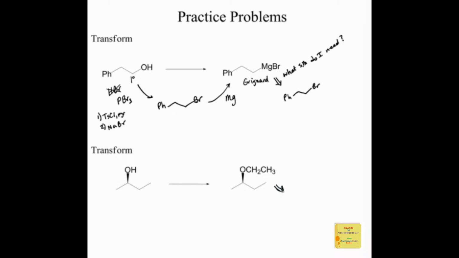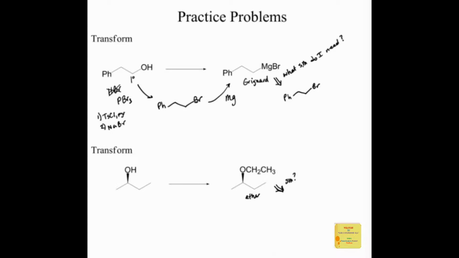Okay, but let's consider our retrosynthesis and ask what starting materials we need. The functional group we have in our target molecule is an ether. Now, how do we make an ether? We need two ingredients: an alkoxide and an alkyl halide.